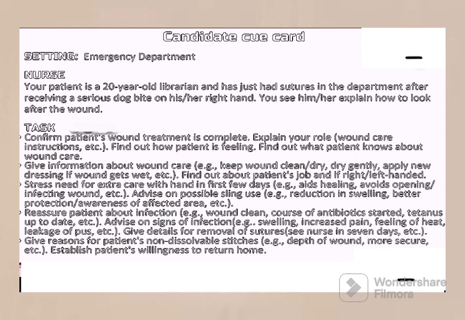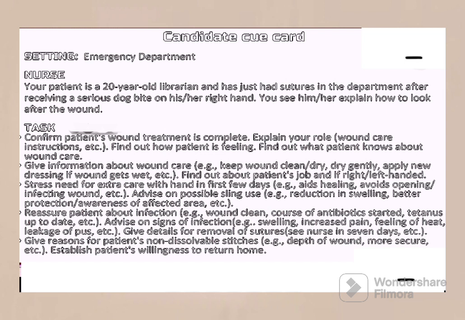Then the patient's question will be, why are you not using dissolvable stitches? Because nowadays everywhere they are doing stitches with dissolvable stitches. Then we can answer like this. Your question is quite respectable, and I appreciate your question. I can tell you that your wound is deep, and if we stitch with non-dissolvable stitches, it will be more secure. That's the reason the doctor has stitched your wound with non-dissolvable stitches. Are you getting my point?